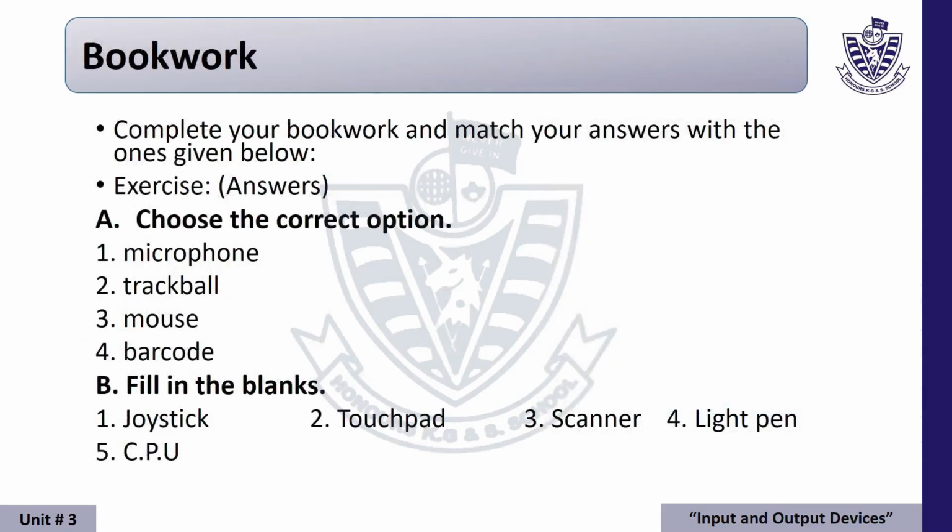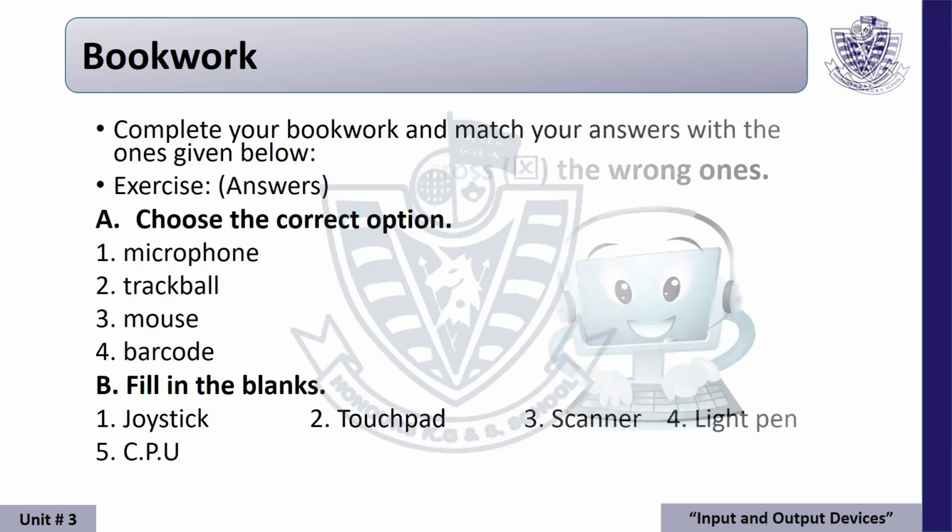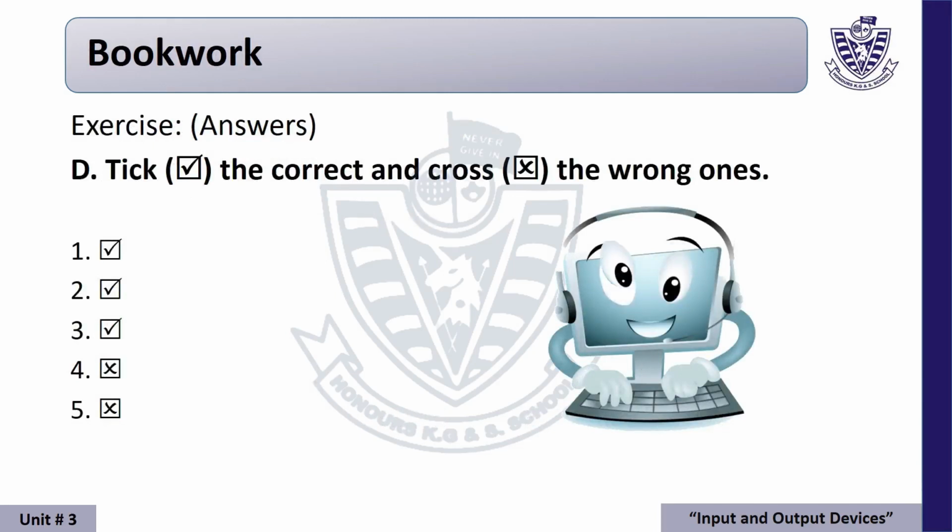Students, on the page number 23, there is bookwork. Question number 1, A part, choose the correct option. There are some options given against each statement. You have to choose the correct option. And students, you have to do all these 5 parts by yourself. Part B, fill in the blanks. Students, you have to complete these blanks. Part D, students, you have to choose whether the given statements are correct or wrong. And students, you have to complete all bookwork by yourself and then tally your answers with the ones given in this video.